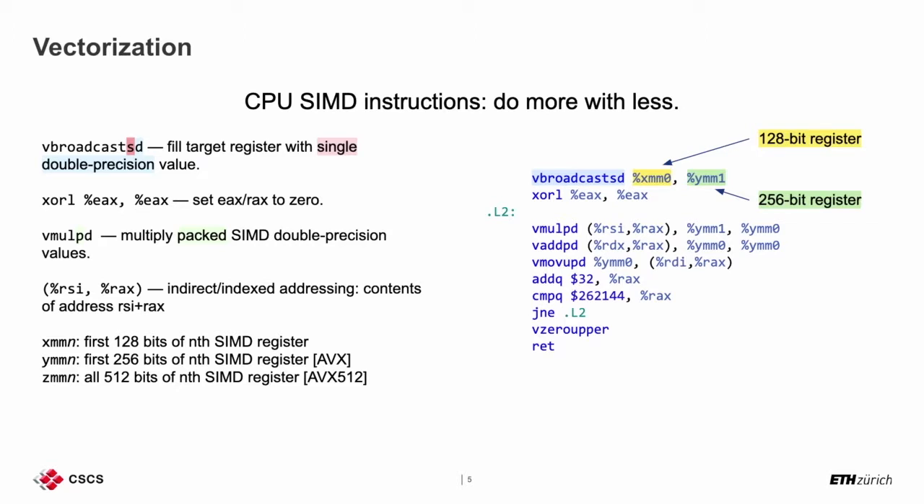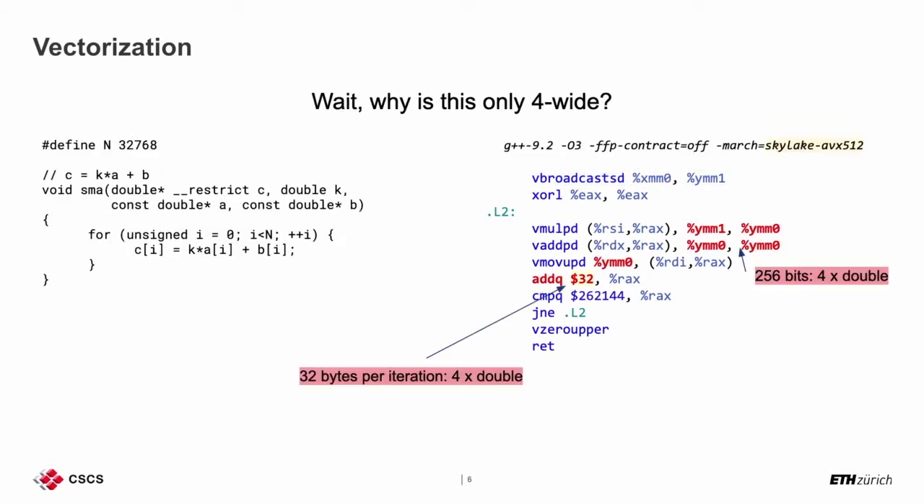Now, if we go back, we see that we asked for Skylake, Skylake AVX 512. This is like a modern chip with AVX 512 registers, the whole 512 bits where you can fit 8 doubles.